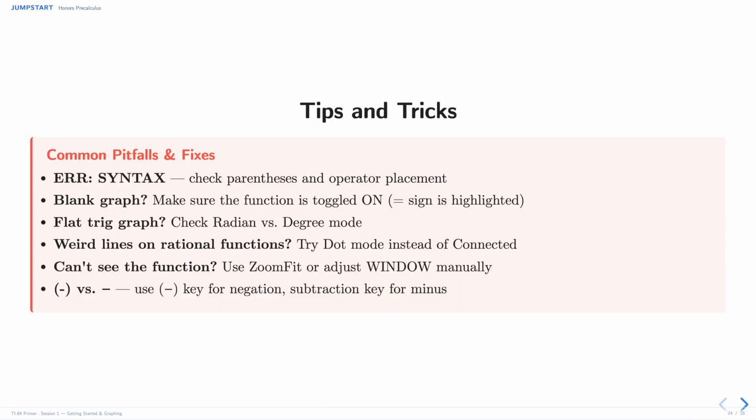Before we wrap up, let's go over some common tips and tricks to avoid pitfalls. If you see an error message saying syntax, check your parentheses and operator placement. If your graph is blank, ensure the function is toggled on, meaning the equals sign is highlighted. If your trigonometric graph appears flat, double-check your angle mode. If you see weird lines on rational functions, try switching to dot mode instead of connected mode. Lastly, remember to use the negative key for negation instead of the subtraction key.